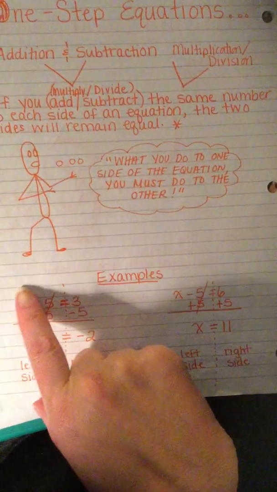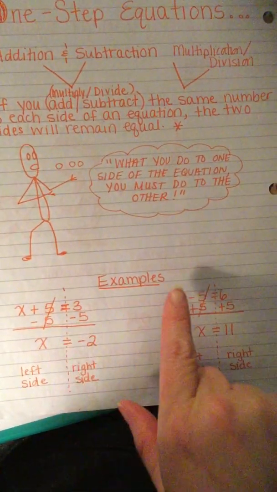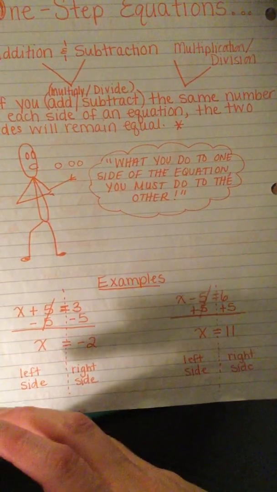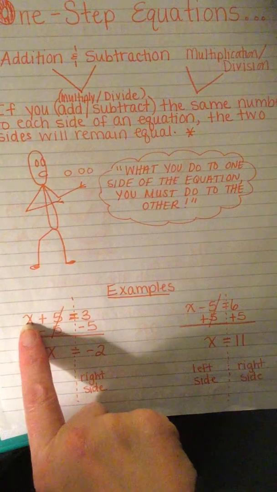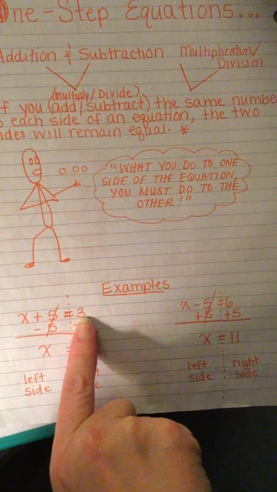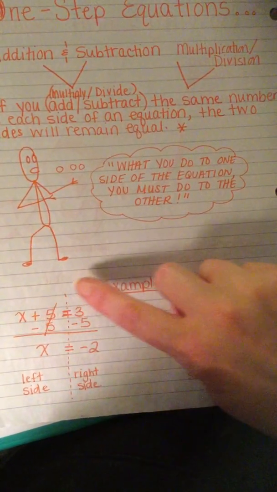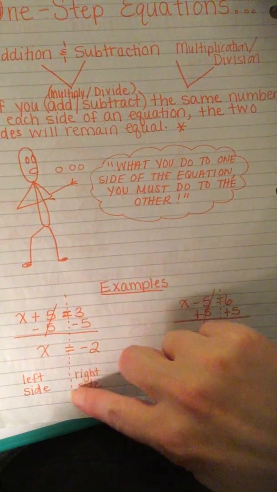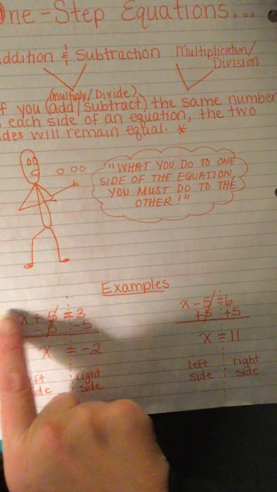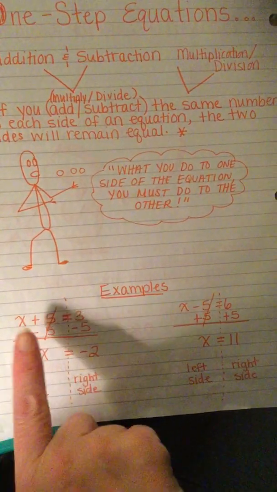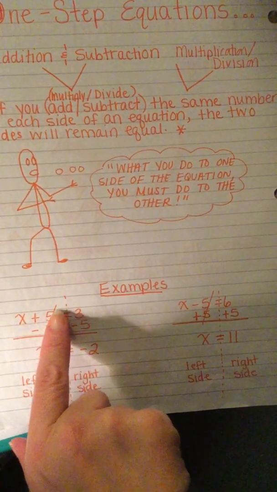So here are our examples. Now remember, these x's are not multiplication. These x's are now variables. They're an unknown amount and we need to solve for them. So our first problem is x plus 5 equals 3. So this line that I drew down here, you don't have to do, but I like to because it separates the two sides of the equation. We're not going to touch the variable. We're going to move what's next to the variable.